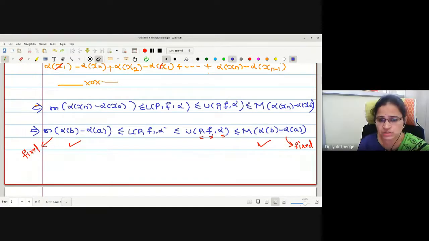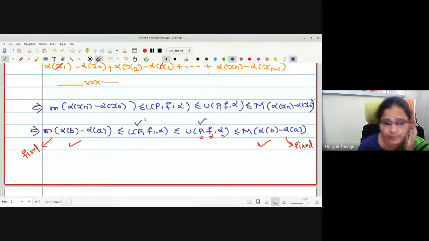Because the values of UPF alpha lie between small m times alpha b minus alpha a and capital M times alpha b minus alpha a. Means for the set of upper sums, may I say it is bounded. Similarly, the set of lower sums is also bounded.